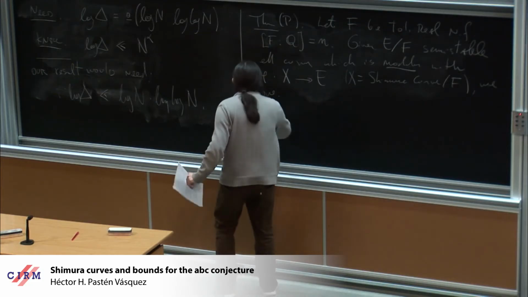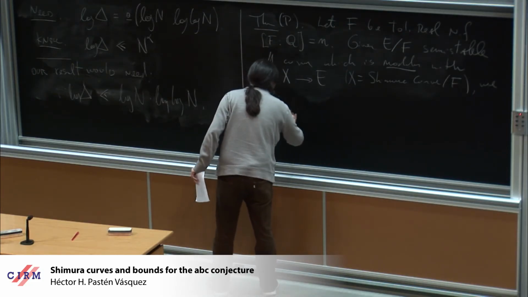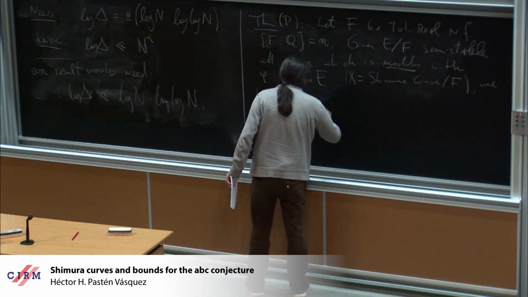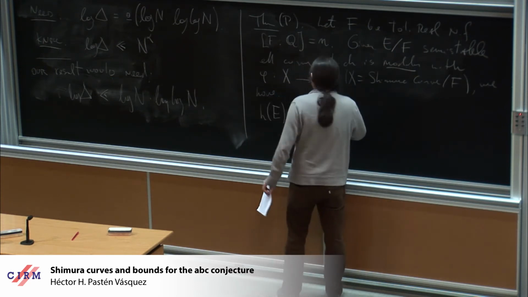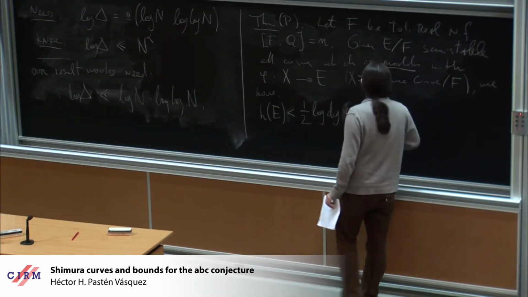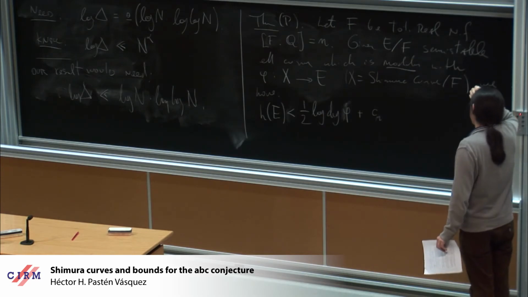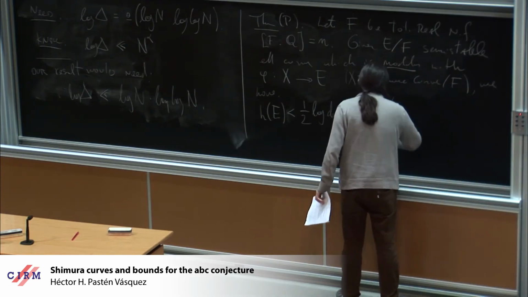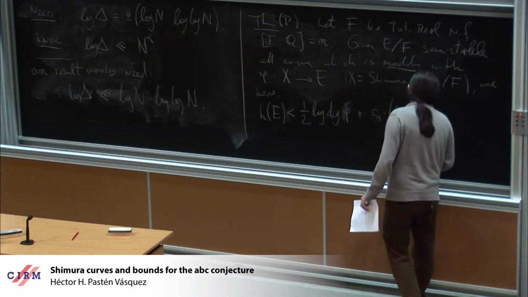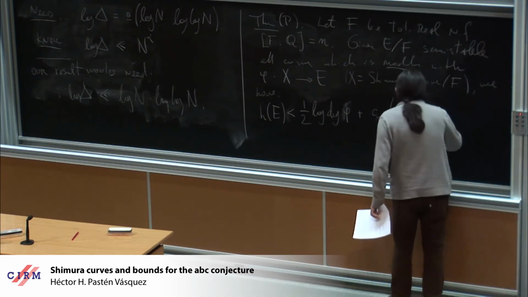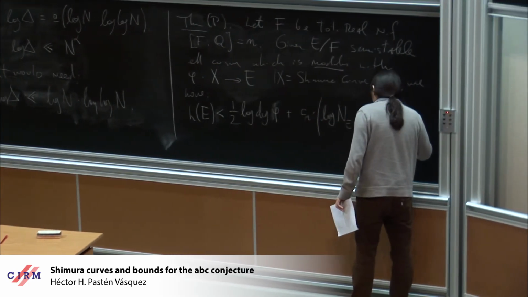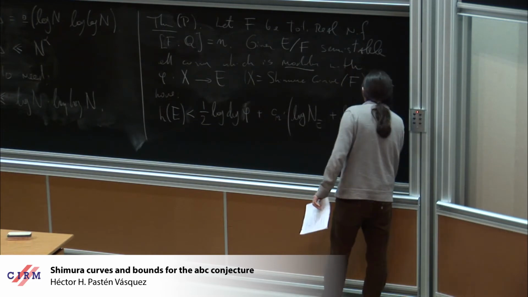that the Faltings height of E is less than 1 over 2 the logarithm of the degree of phi plus a certain number that only depends on the degree, otherwise it's independent of the particular number field, times the logarithm of the norm of the conductor ideal of E plus the logarithm of the absolute value of the discriminant of F. Okay.